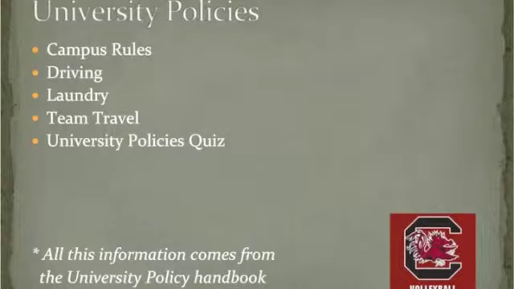The next section we'll be focusing on here is university policies. We'll be looking at 4 different components here. The first is campus rules, which has to do with when student managers can and cannot use the facility. The second is driving, which is in regards to who is allowed to operate university vehicles. The third has to do with laundry and how to organize and handle laundry items. Lastly, it has to do with team travel and how to behave when on the road.